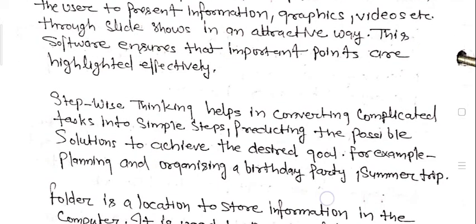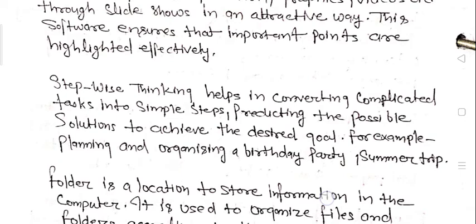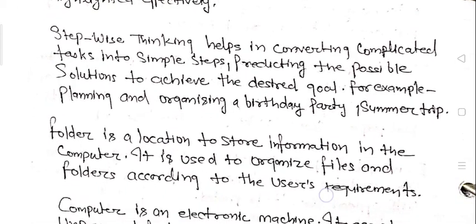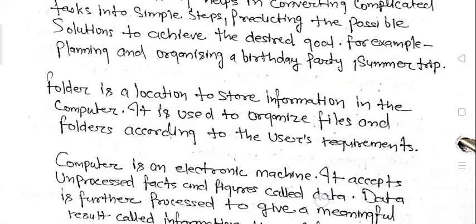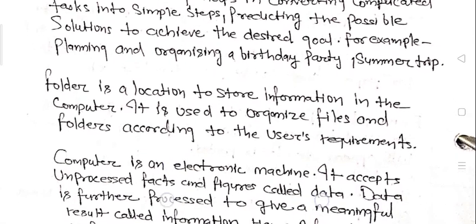Step-wise thinking helps in converting complicated tasks into simple steps, predicting the possible solution to achieve the desired goal. For example, planning and organizing a birthday party or summer trip. A folder is a location to store information in the computer. It is used to organize files and folders according to the user's requirements.